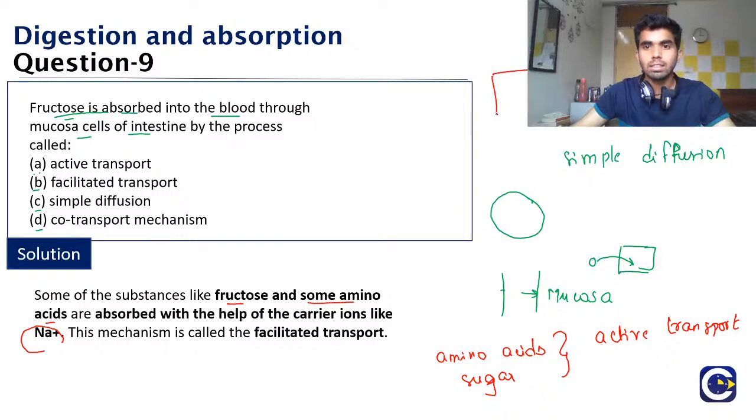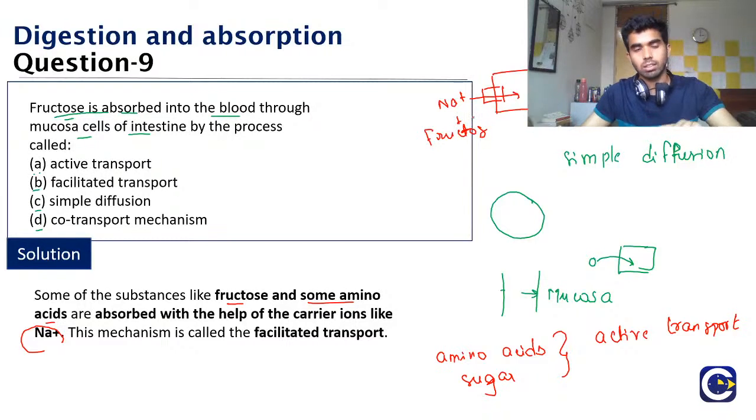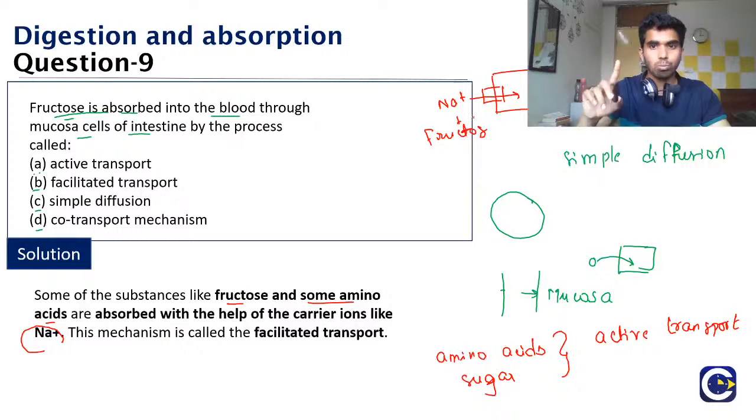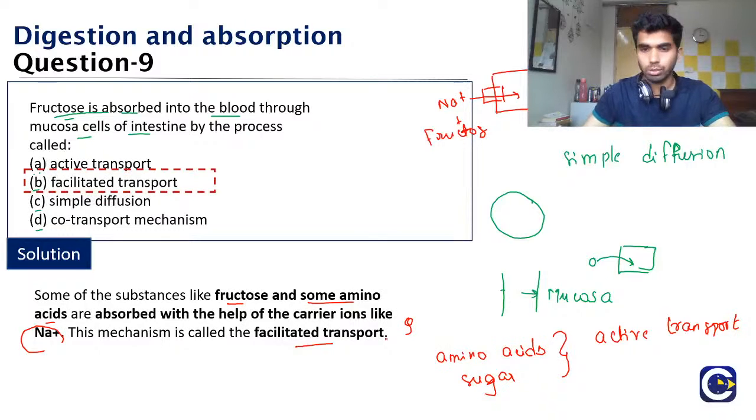So this is the cell, and here is the channel. From this channel only sodium can enter, and fructose cannot. So fructose makes friends with the sodium, and both of them enter together inside the cell, and this process is known as facilitated transport. A very important question for both AIIMS and NEET. Now moving on to the next question. Yes, it is facilitated transport.